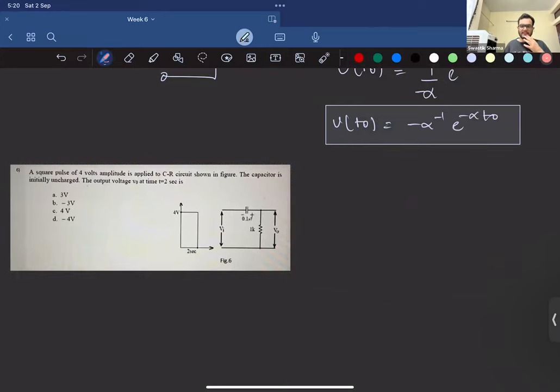So let's solve this question. Renessa, can you solve it for me? Okay, so what exactly is this problem saying? That we are applying a square pulse of 4 volts amplitude and only for 2 seconds across an RC combination circuit. We need to find the voltage across the resistor. So can you tell me, between 0 to 2 seconds, when will the capacitor achieve its steady state? I told you before, when does a capacitor reach its steady state?